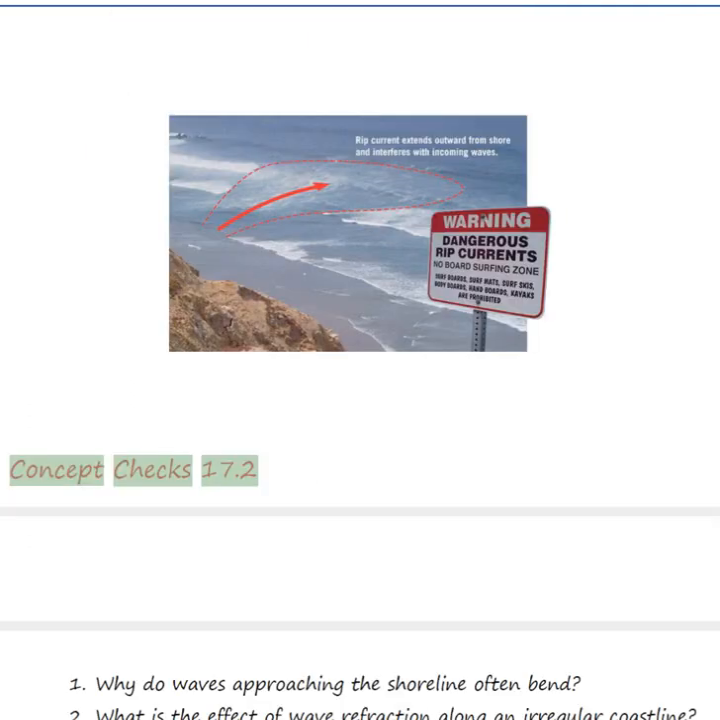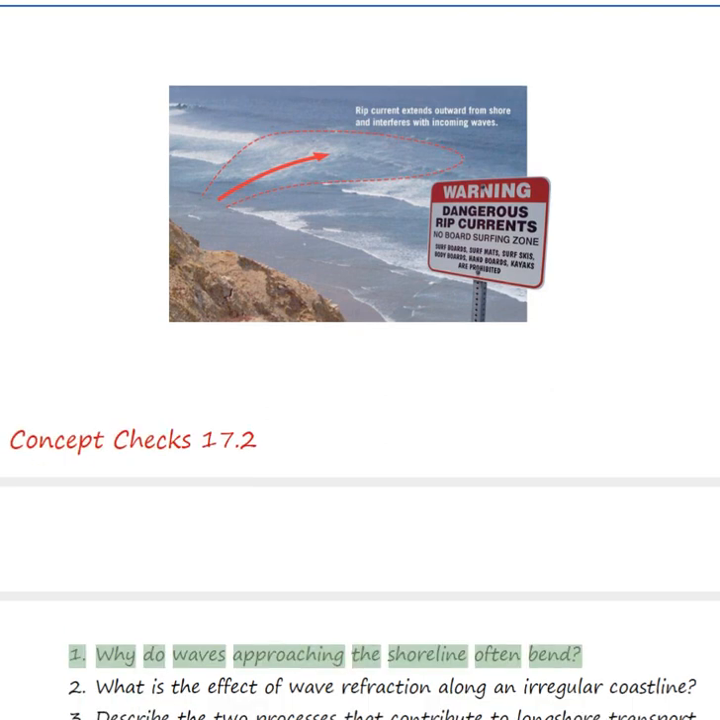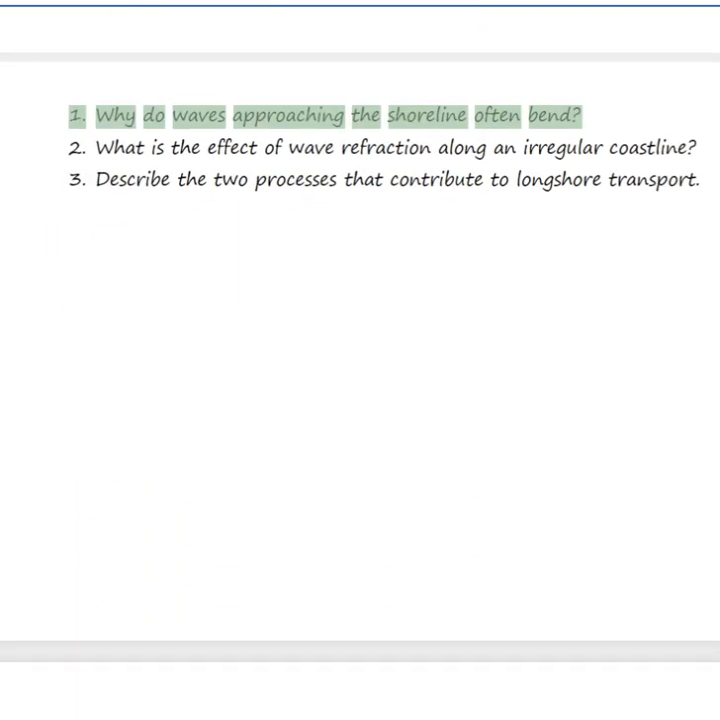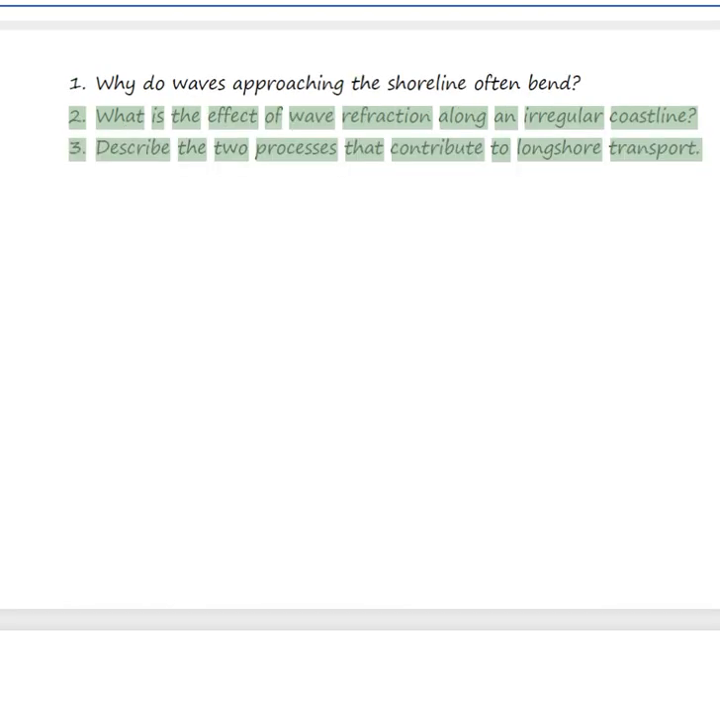Concept check 17.2. 1. Why do waves approaching the shoreline often bend? 2. What is the effect of wave refraction along an irregular coastline? 3. Describe the two processes that contribute to longshore transport.